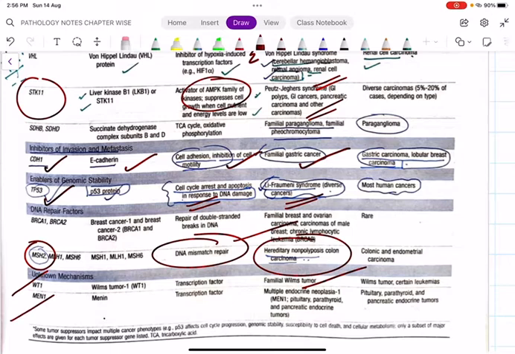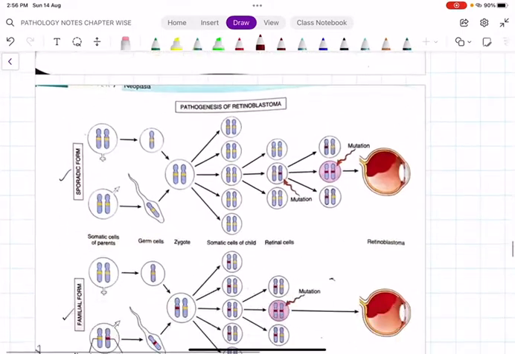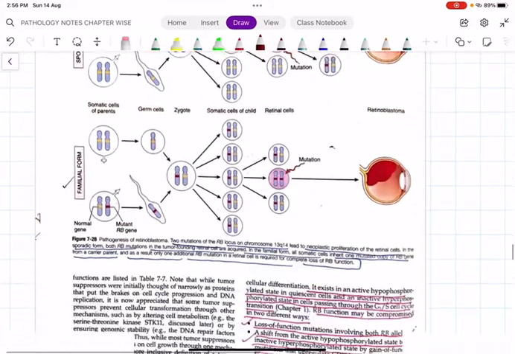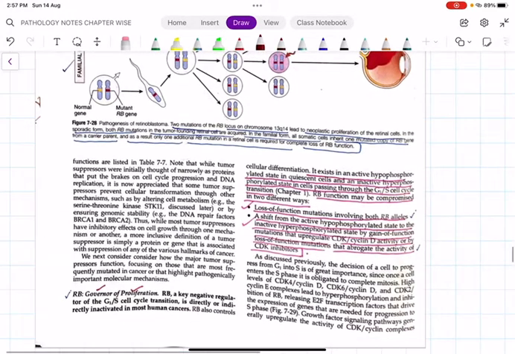And MEN1 codes for menin, multiple endocrine neoplasia 1: pituitary, parathyroid, and pancreatic endocrine tumors. So once this is done, this is the pathogenesis of retinoblastoma. I have already told you this is the two-hit hypothesis. Remember 13q14. Because of these reasons, retinoblastoma is called the governor of proliferation, whereas TP53 is called the guardian of the genome.